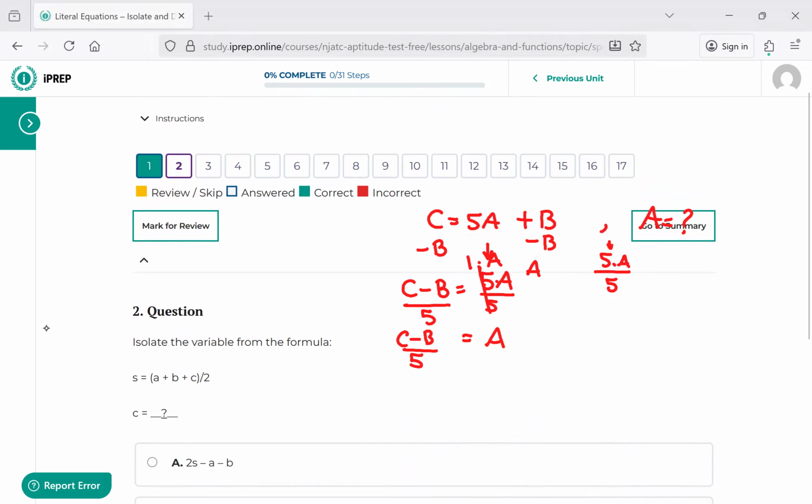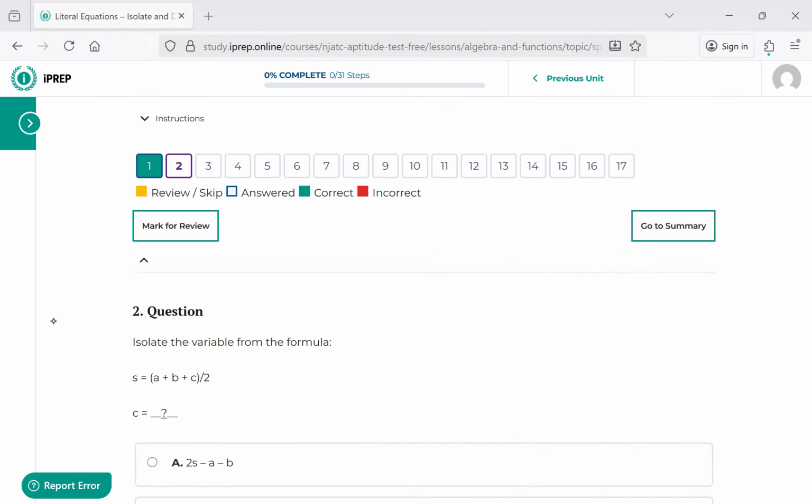Okay, let's move on to question two. Isolate the variable from the formula. S equals A plus B plus C, all over 2. We want to solve for small c, and I believe they're all lowercase.